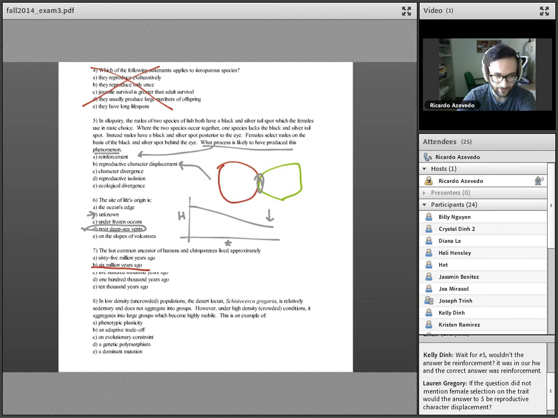In low density populations, the desert locust is relatively sedentary and does not aggregate in groups. However, under high density conditions, it aggregates into large groups which become highly mobile. This is an example of phenotypic plasticity, adaptive trade-off, evolutionary constraint, genetic polymorphism, a dominant mutation. So it's not a dominant mutation because that doesn't make any sense. It's not a trade-off because it just says that at low density they're sedentary and they don't group. It doesn't seem to be a constraint.